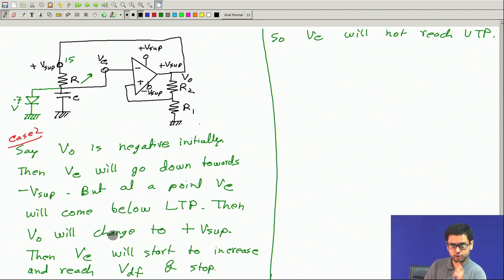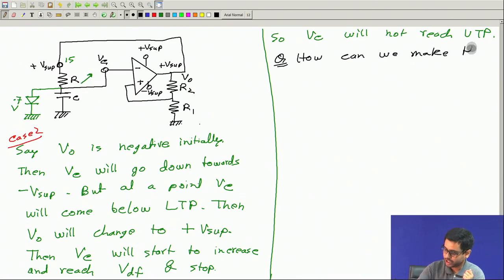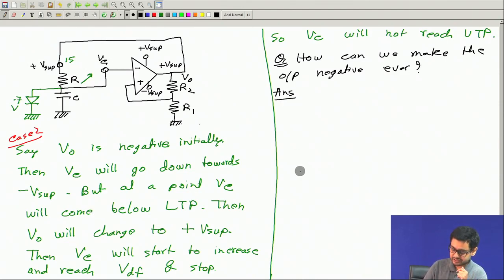Now you should ask how can the output be negative ever? Okay, because we saw a positive output is a stable output. So how can we make the output negative ever? So the question is, how can we make the output negative ever?